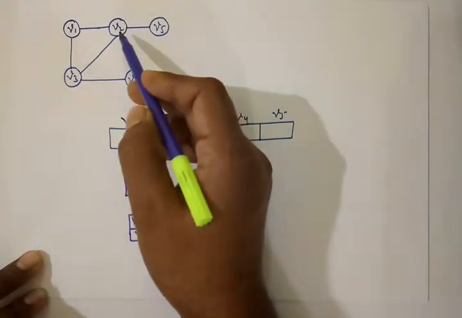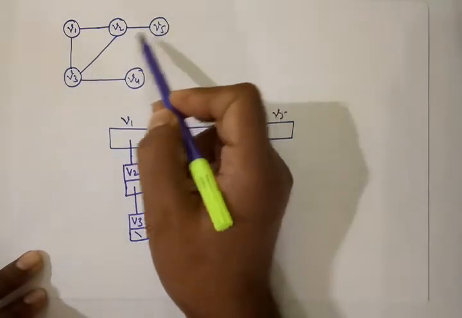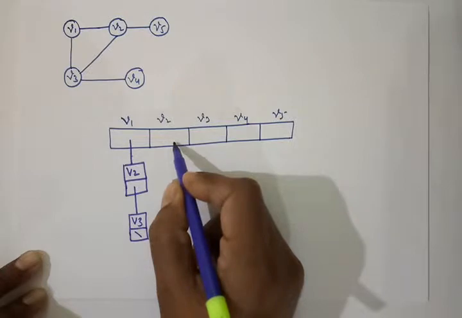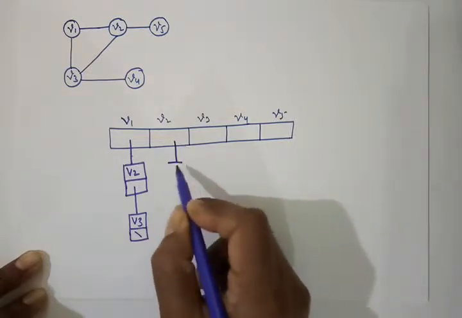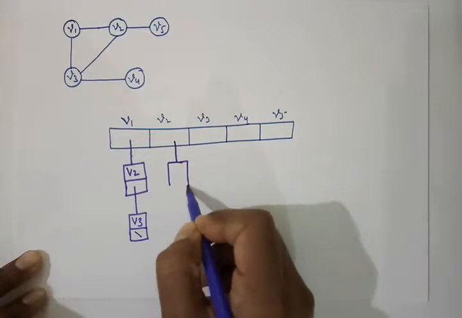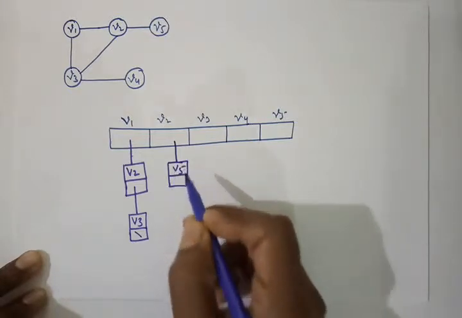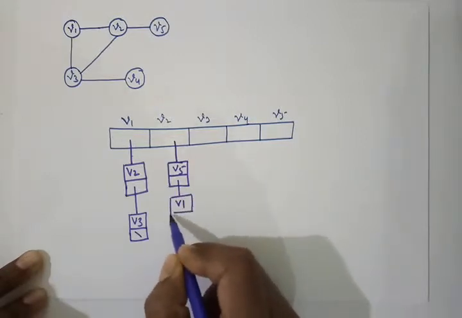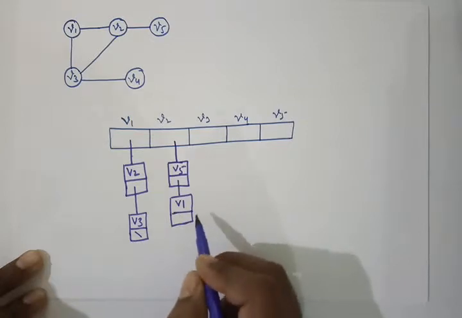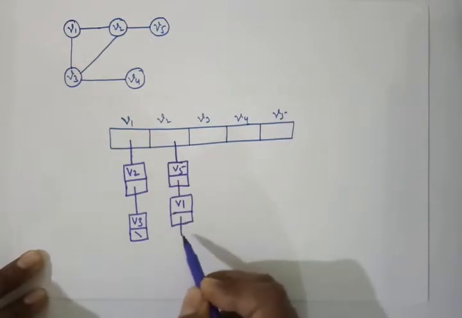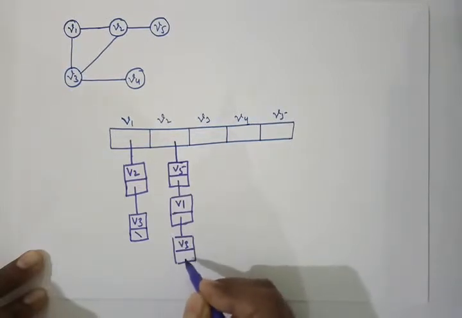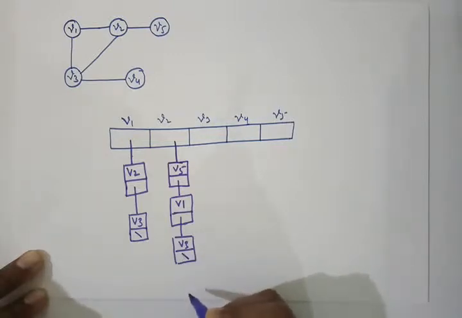Similarly, from V2 we can go to either V1, V5 or V3. We take any one, ordering is not important, as we see. So I am taking V5 first, so it is V5. From V5 we can move to V1, so I am taking V1 next. After V1 we take V3, so here is V3, and in the last node we put a null pointer.